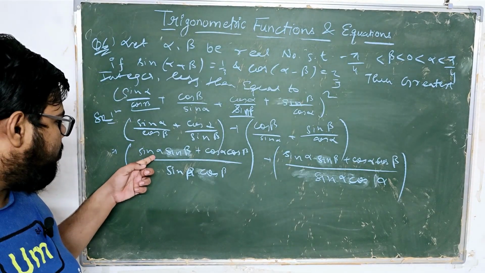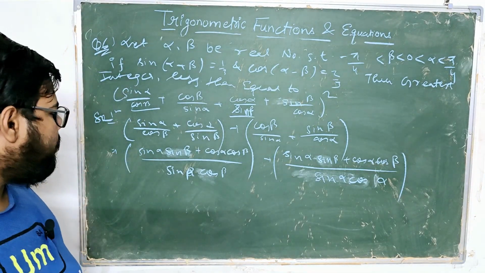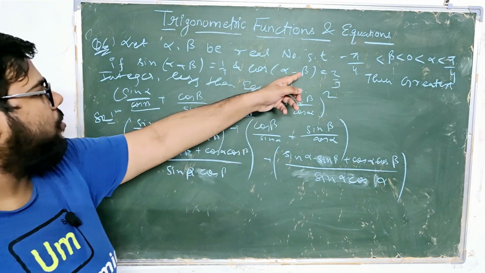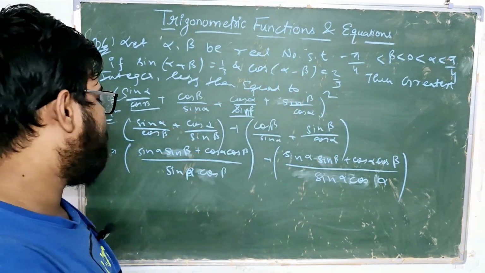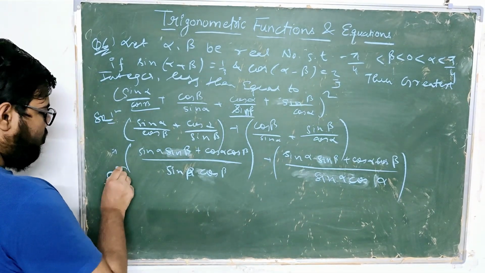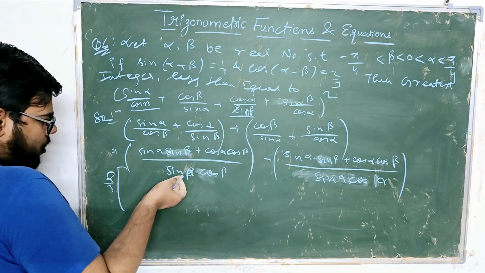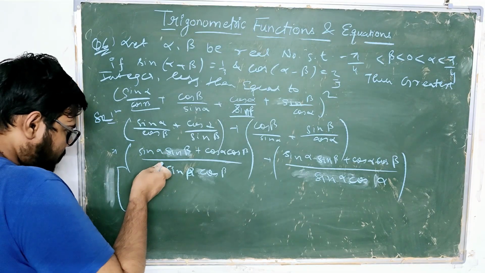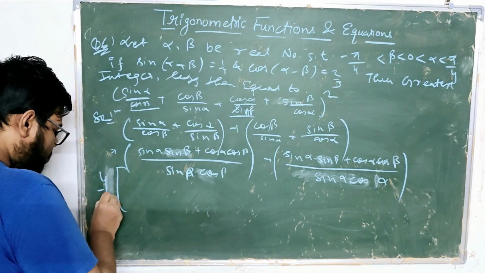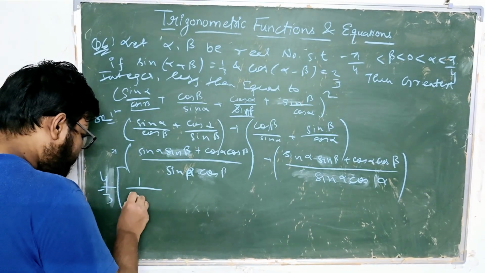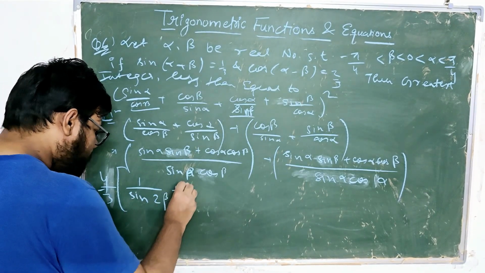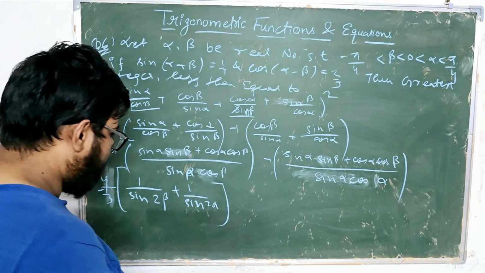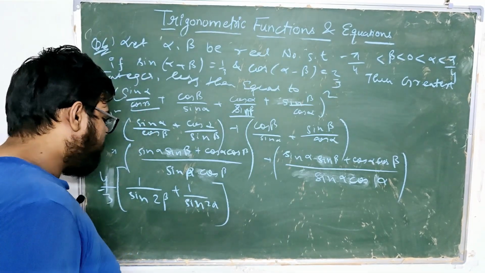So this is cos of alpha minus beta, right? So cos of alpha minus beta is 2 by 3 and this is also 2 by 3. So we can take 2 by 3 as common. You will be left with this expression, and if you multiply by 2 on numerator and denominator, you'll get 4 by 3 over here, 1 by sine 2 beta plus 1 by sine 2 alpha, correct? You will get this expression. Now what's next?